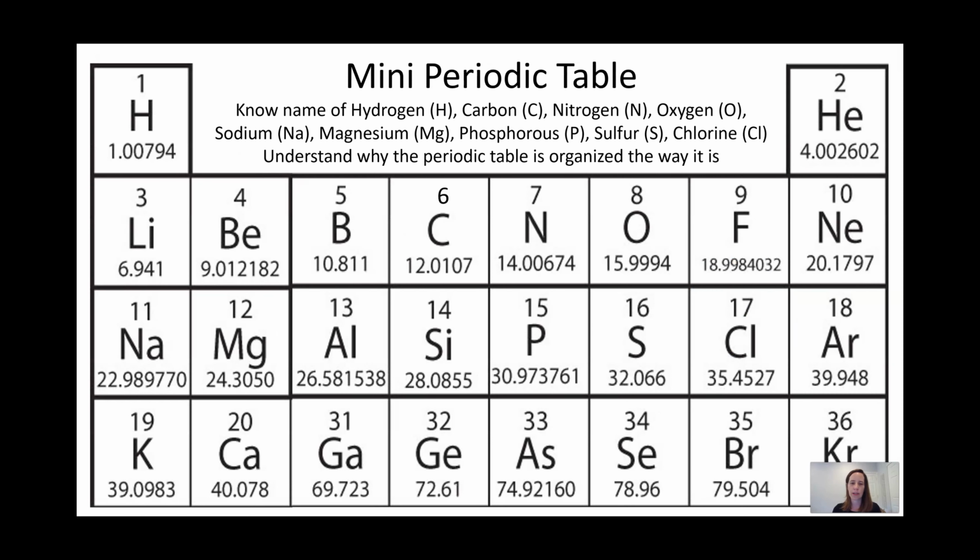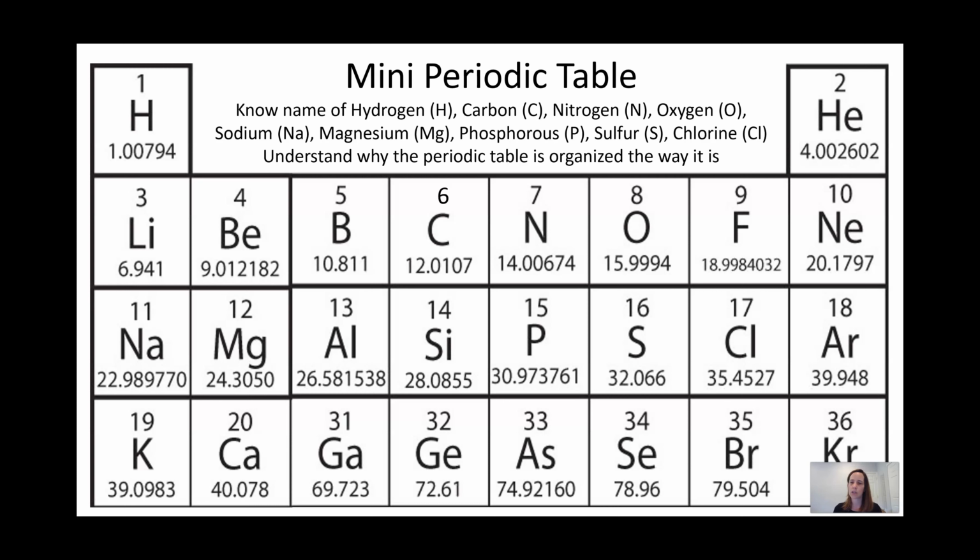All right, so here's a mini periodic table. I want you to be familiar with some of the elements that are most common to living organisms. Those include hydrogen, carbon, nitrogen, oxygen, sodium, magnesium, phosphorus, sulfur, and chlorine. So if you see those symbols, like Mg, for example, capital M, lowercase g, I need you to know that that's magnesium. You don't need to memorize the atomic mass of these, but I do want you to be familiar with those symbols. I also want you to understand why the periodic table is organized the way it is.